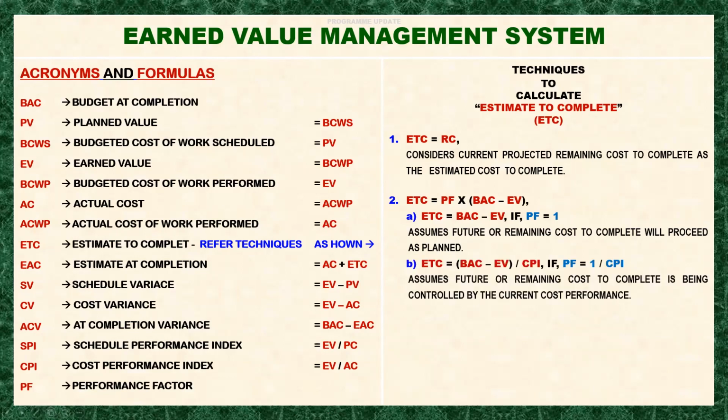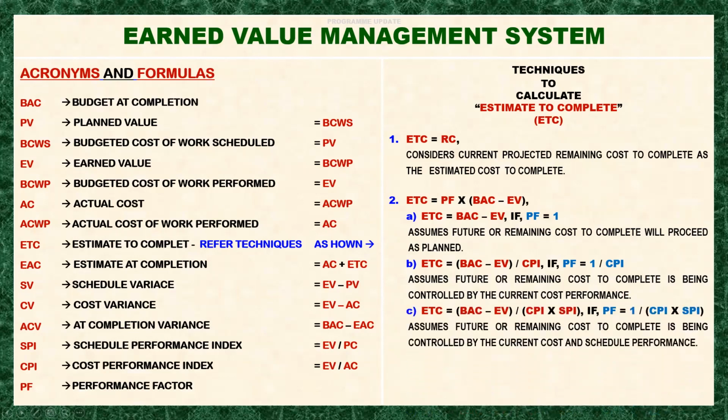Next choice: if you choose this formula, you are assuming that the future or remaining cost to complete is being controlled by the current cost performance. In this formula, this is our source formula, or the general formula. But if the performance factor is equal to 1 divided by the CPI, this will be the outcome formula: BAC less EV divided by the CPI.